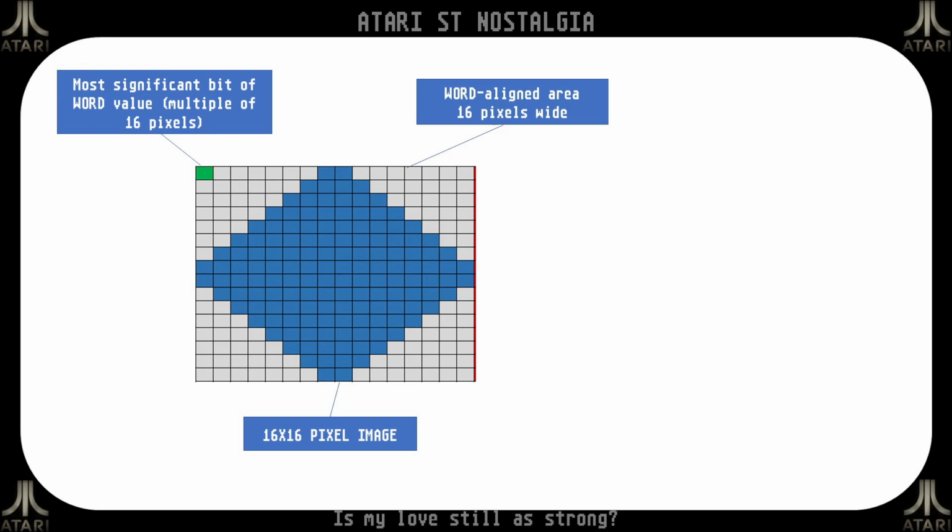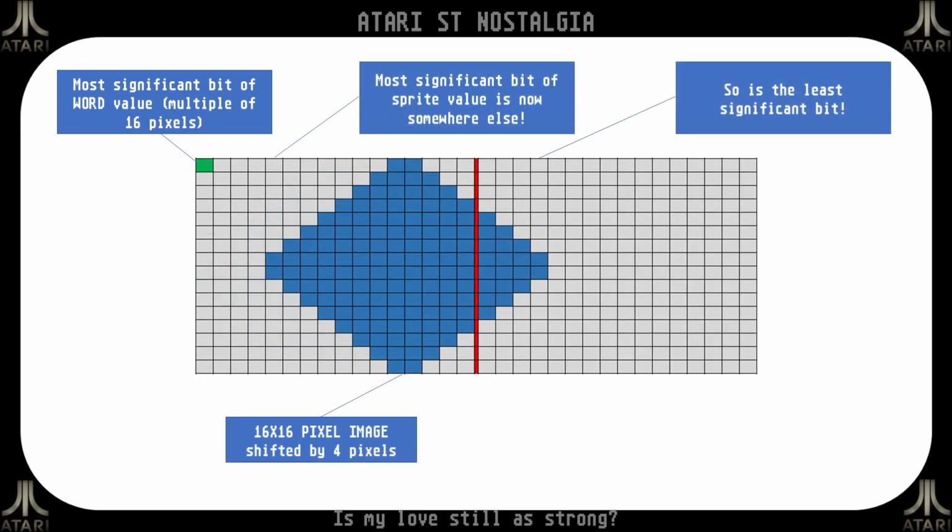However, what happens if I shift the sprite by 4 pixels? Then a lot more is going on. Because now the most significant bit of the sprite is somewhere else. My image is shifted by 4 pixels, which means the most significant bit and the least significant bit of my sprite are no longer aligned with the most significant and least significant bits of the word value on screen.